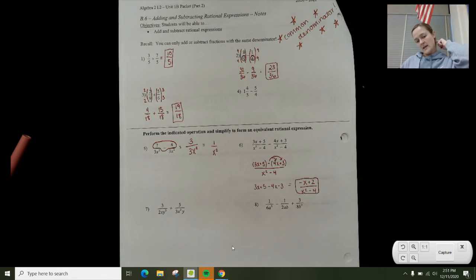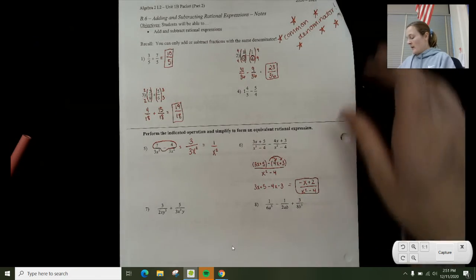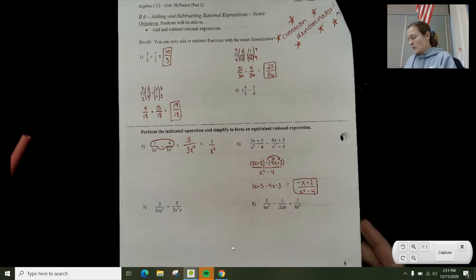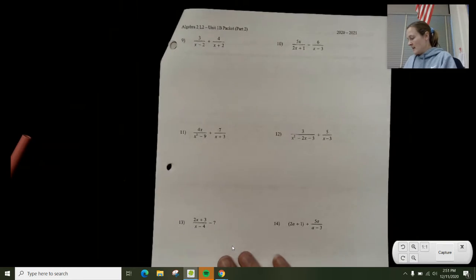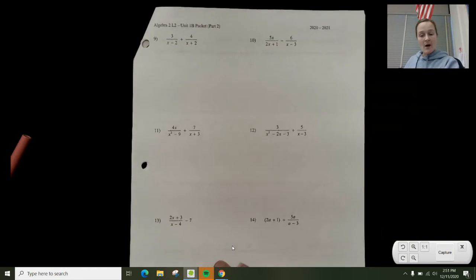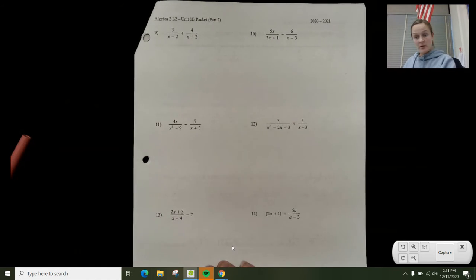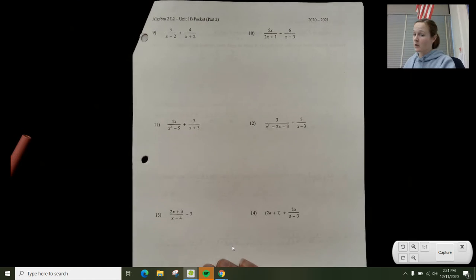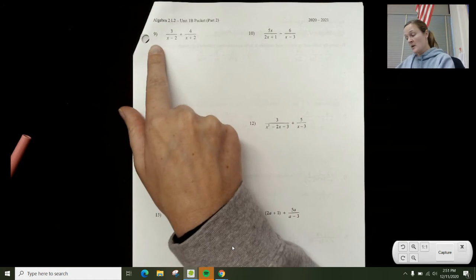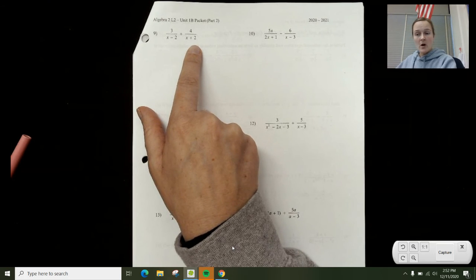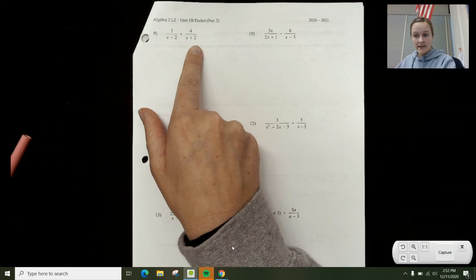So at this point, I am going to switch gears to page 9, and I'm going to show you how you can find a common denominator when you have not just a number in the bottom, not just a monomial, but a binomial or a trinomial or multi-term polynomial. So notice in number 9, I have x minus 2 on the left and x plus 2 on the right. Those are not the same number.